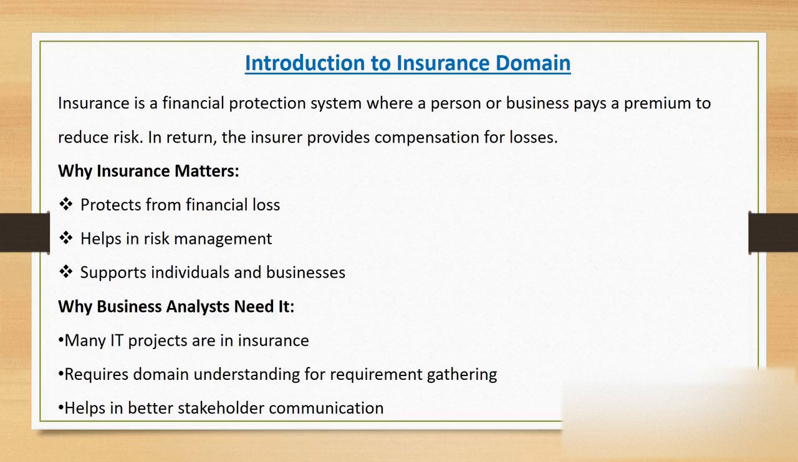Deliverables such as BRDs, FRDs, and user stories are essential for project success. The BA must also understand core systems like policy administration and claims management systems, which support insurance operations. Additionally, the BA identifies process improvements, ensures regulatory compliance, and supports testing and implementation activities.